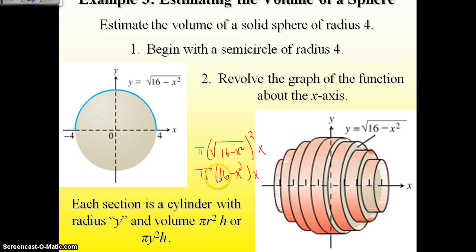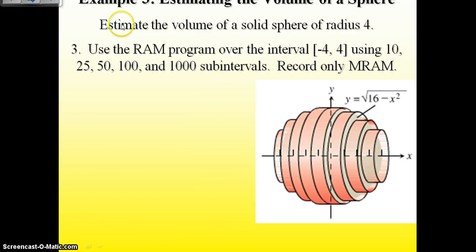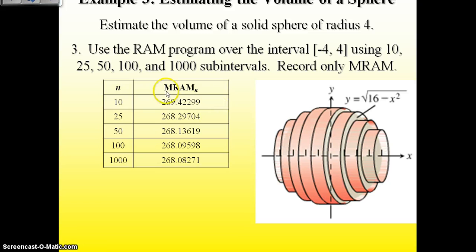Now what we're going to do is take this pi times 16 minus x squared, and we're going to use our RAM program from -4 to 4. See, here's -4, over here's 4. And we're going to figure out, using the RAM program, what the combined volume would be if we use 25 cylinders versus 50 versus 100 versus 1,000. And then it says record only MRAM, the middle RAM, if you will. You see what the results will be from your calculator: 269, 268, and then on the way down to here.